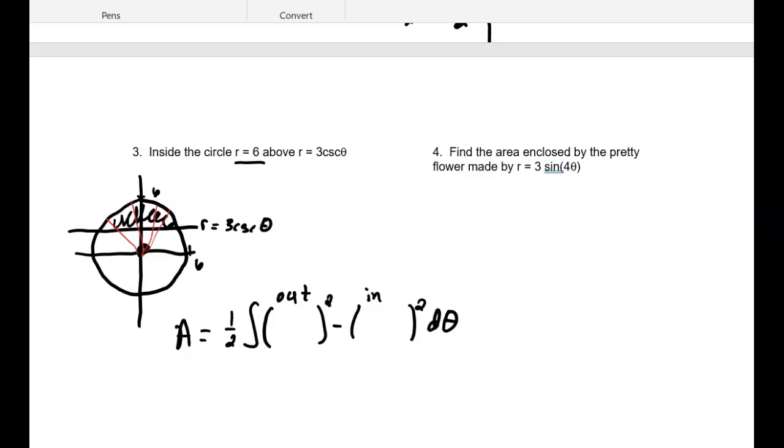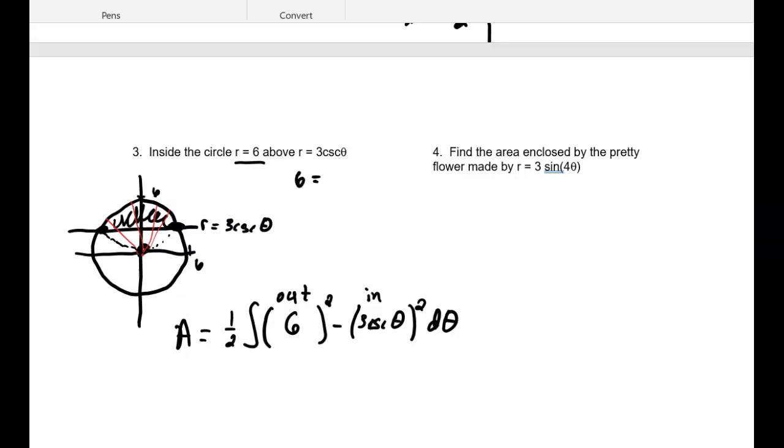So for this one, the outer curve is the circle, 6. The inside curve is 3 cosecant of theta. We need to figure out where they intersect. What angles are we looking at here and here, where they would end up with the same lengths for their r's. That's what would cause them to intersect. So we set them equal.